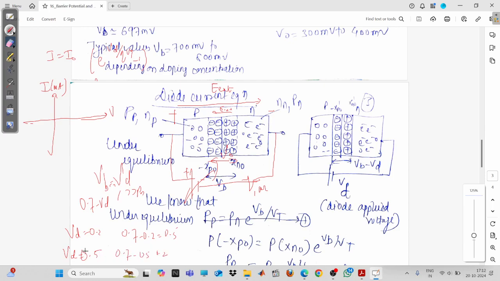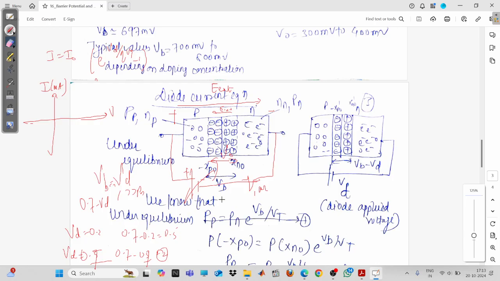Now when VD is equal to 0.7, 0.7 minus 0.7 is 0. So this is on the verge of the breakdown of the depletion layer. At this point, the depletion layer is going to break down. When the depletion layer breaks down, the majority carriers, that is the holes, will move from the P side to the N side, and similarly the electrons will move from the N side to the P side, because you are having the electrical field, and the electrical field is going to attract the electrons and the holes accordingly.